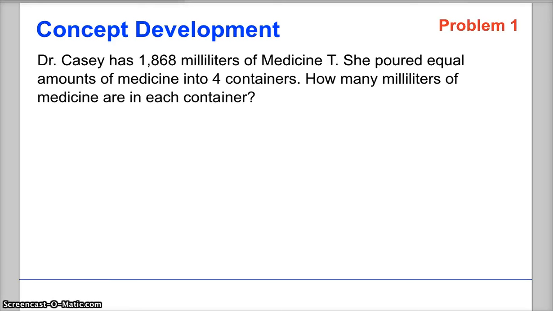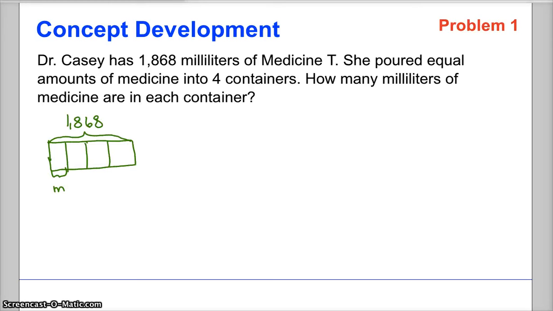Are we trying to find how much are in each group or how many groups? Here's the tape diagram. It's very similar to the concept development. I'm trying to find out how much is in each group because each container is a group. So here's what your tape diagram should look like. This here is your total, the milliliters of medicine. 4 equal parts. Try to make them as equal as you can. I know it's hard when you're drawing it. And my variable M for how much in each group. Okay, start to do the division problem.